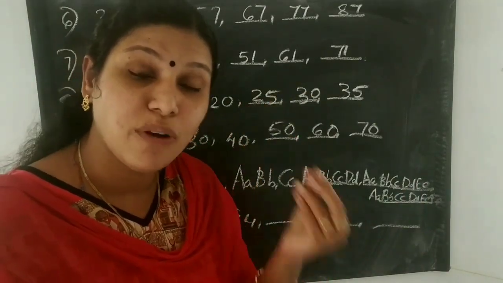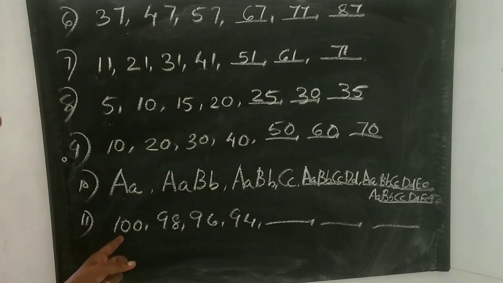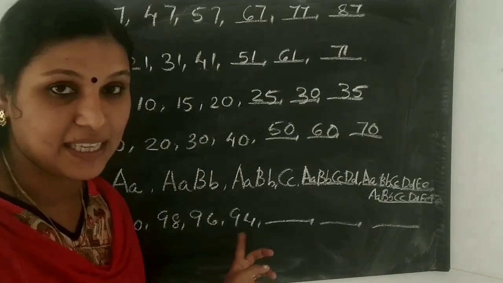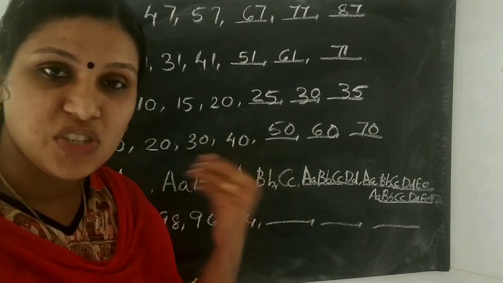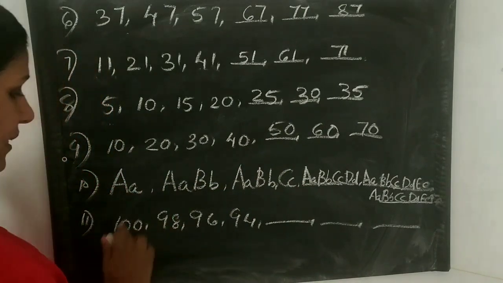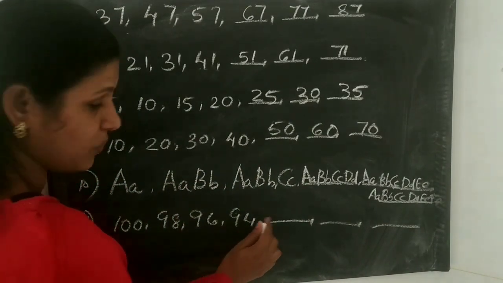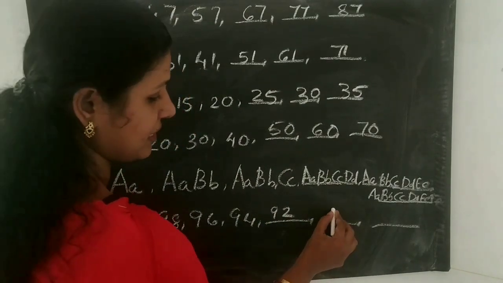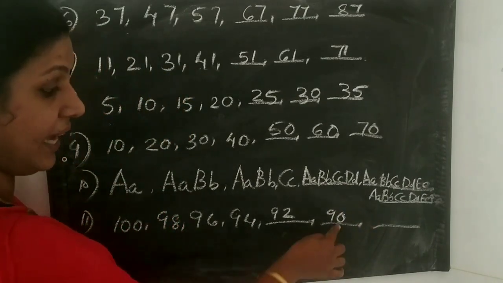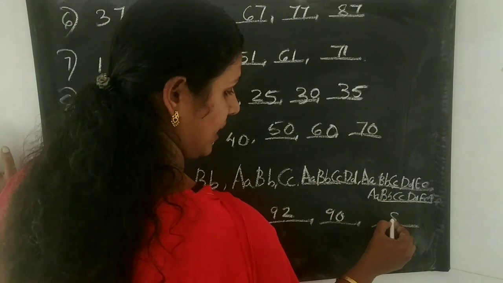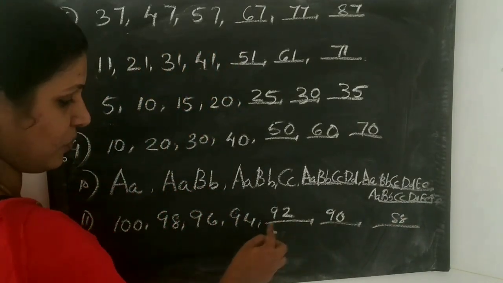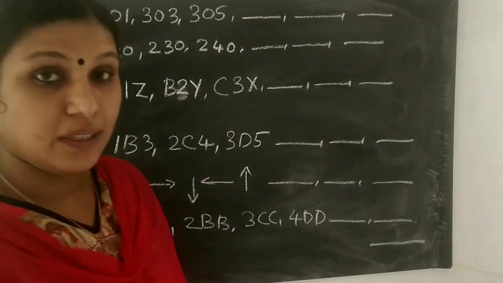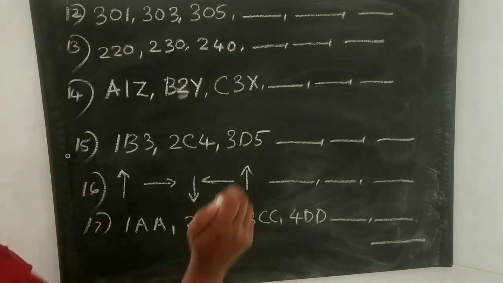Okay. Now, this is number 100, 98, 96, 94. That is in reverse order. That is backward counting. Okay. And here, 100 minus 2, we get 98. And 98 minus 2, we get 96. That is, we subtract 2 from each number. Okay, so 100, 98, 96, then 94 minus 2 is 92. Then 92 minus 2 is 90. Then 90 minus 2 is 88. That is 88, 90, 92, 94, 96, 98, 100. Like this. Okay, understood?